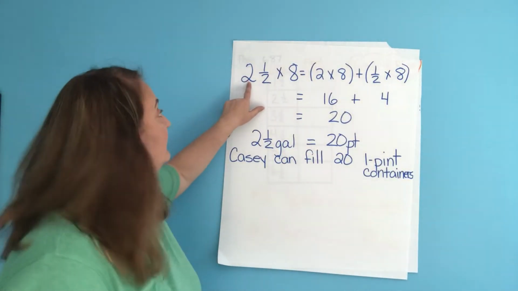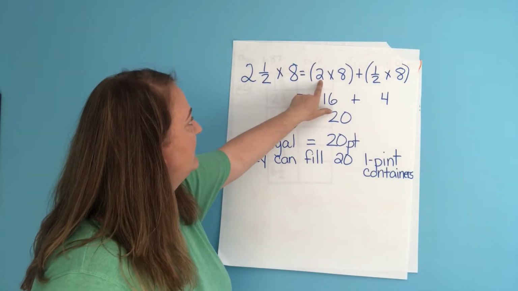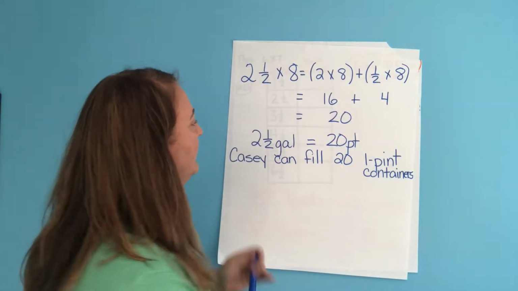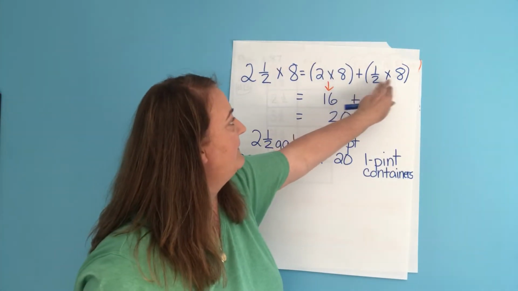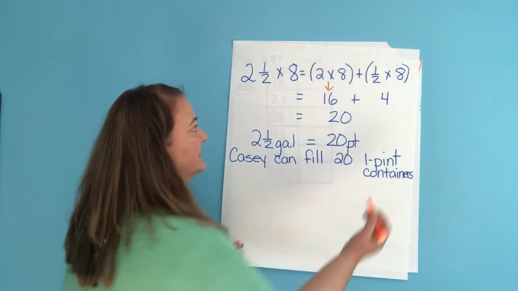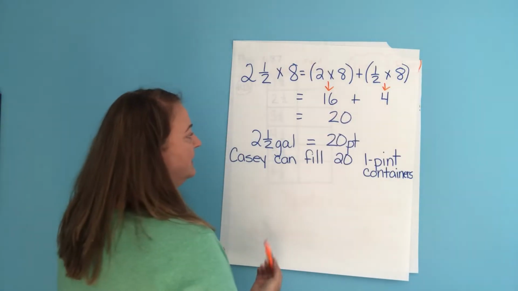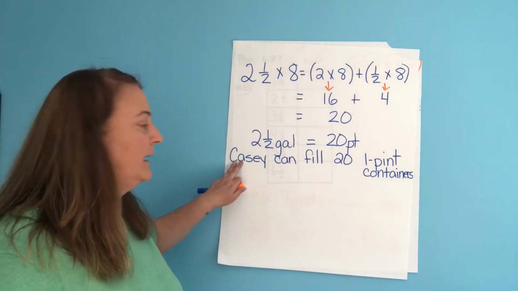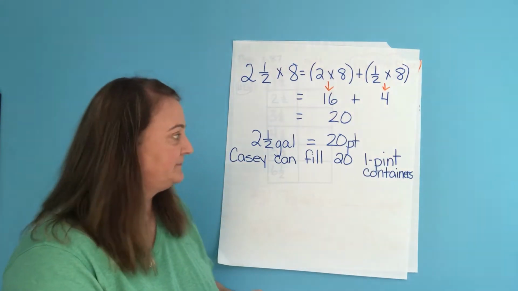If she has 2.5 gallons times 8, we're going to multiply 2 times 8. We're going to not worry about the fraction quite yet. Multiply 2 times 8, and that gives us 16. Now we're going to multiply the half times 8. So if we have 1/2 of 8, that's going to give us 4. We add 16 plus 4. So now we know 2.5 gallons equals 20 pints. And the answer would be Casey can fill 20 pint containers.